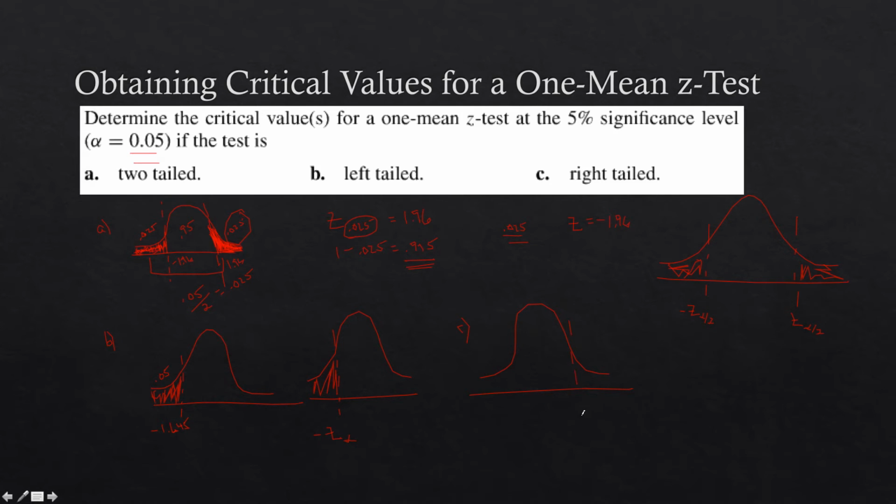looking for the area to the right that's 0.05. So table 2 in the back reads to the left. So this is the same thing as z sub 0.05. So what do we have to do? We have to subtract 0.05 from 1 and get 0.95.